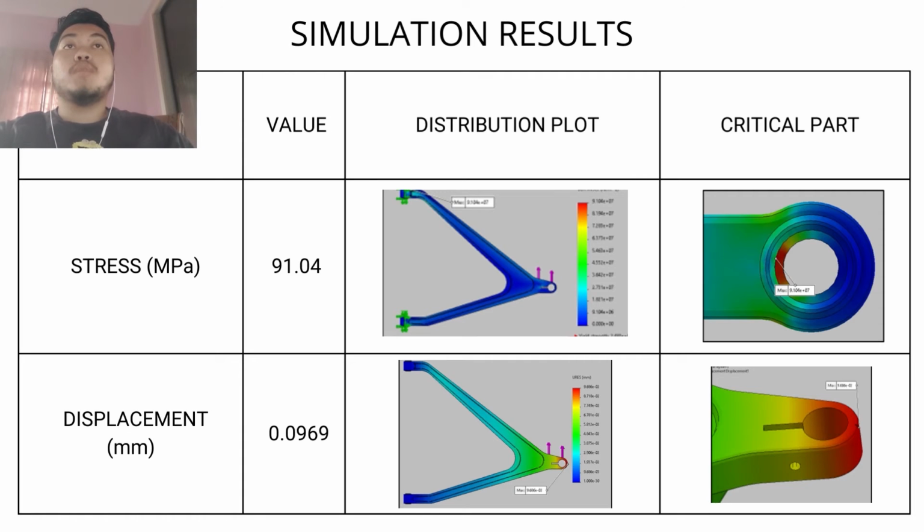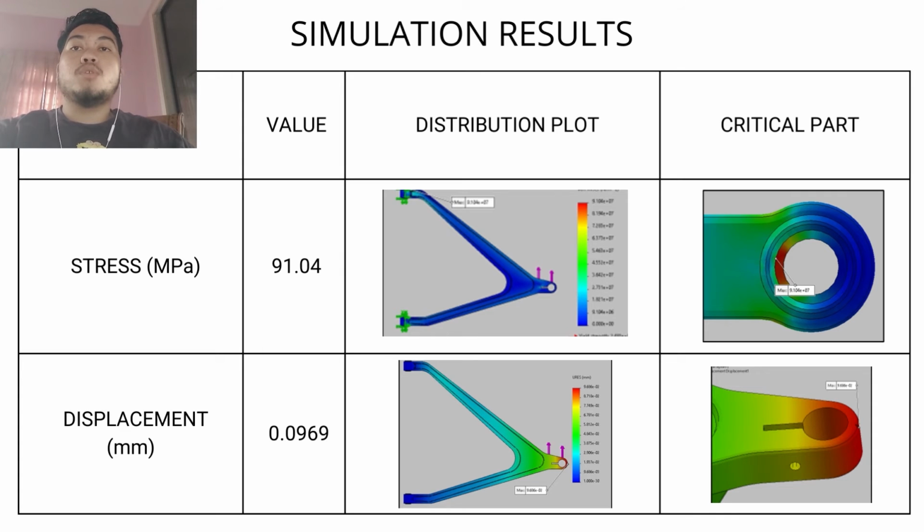Next, we can also obtain the simulation results from the SolidWorks simulation, and basically this simulation will provide us the von Mises stress and also the displacement results. As we can see from the table, the maximum von Mises stress occurs at 91.04 MPa, and this stress is not exceeding the yield strength of this material, which is just 248 MPa, and therefore we can consider it safe. From the simulation also, we can see the most critical part occurs at the front bushing.